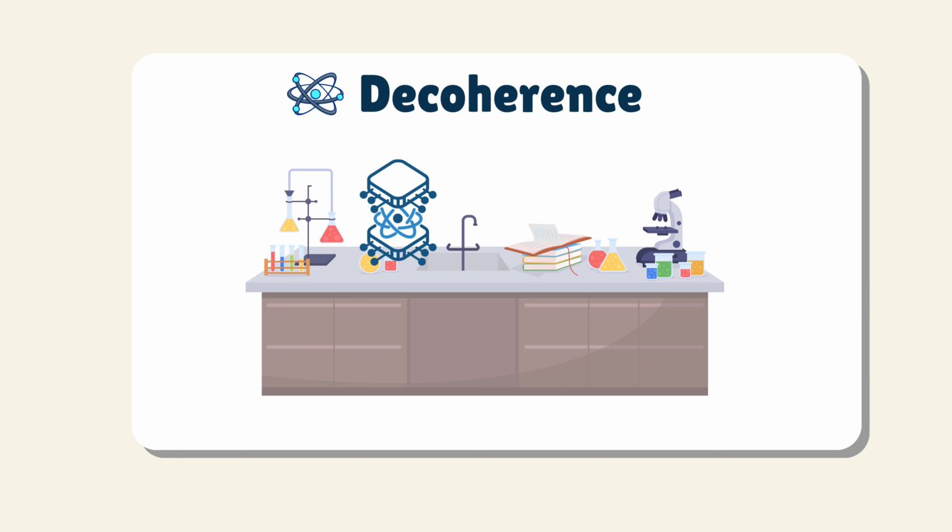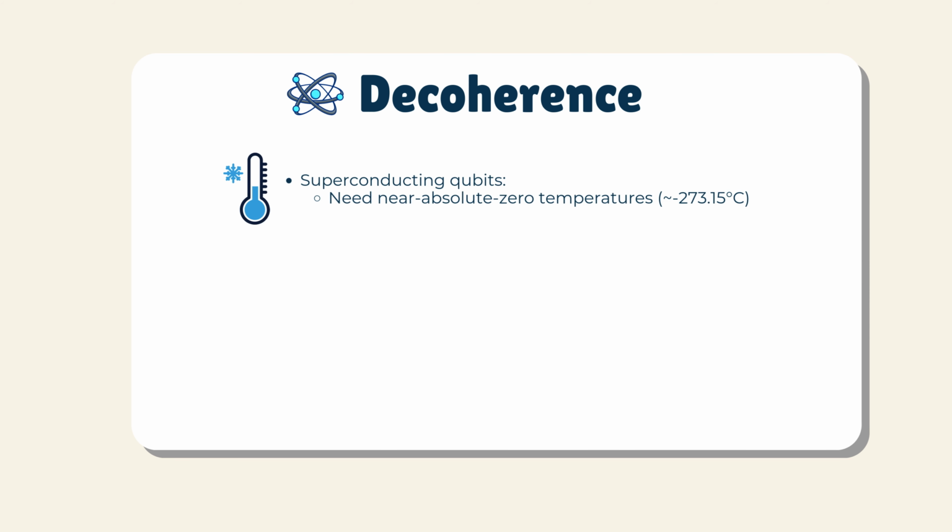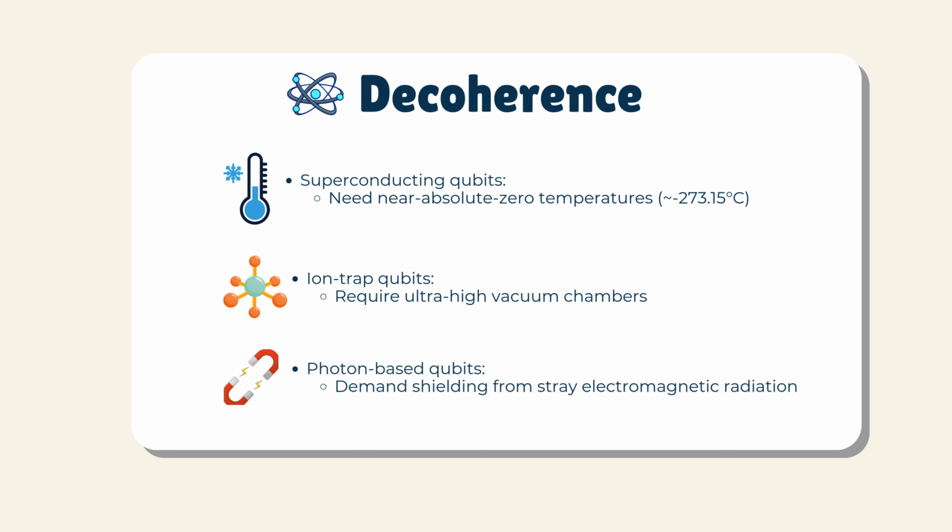To fight decoherence, different qubit technologies require extreme environments. Superconducting qubits need temperatures close to absolute zero, minus 273.15 degrees Celsius. Ion-trapped qubits require ultra-high vacuum chambers. Photon-based qubits need shielding from stray electromagnetic radiation. These conditions make building and maintaining quantum computers incredibly expensive and complicated. Right now, they mostly exist as experimental research platforms. Scientists are working on quantum error correction and advanced control techniques to extend coherence times. But achieving large-scale, stable, practical quantum computers is still a long journey ahead.